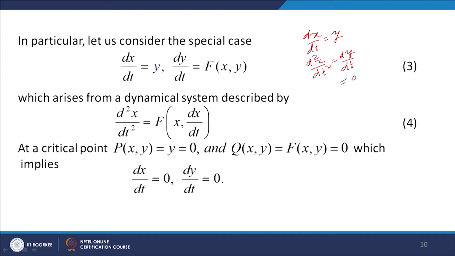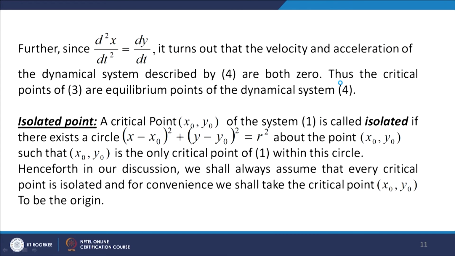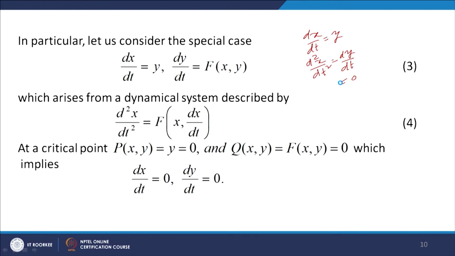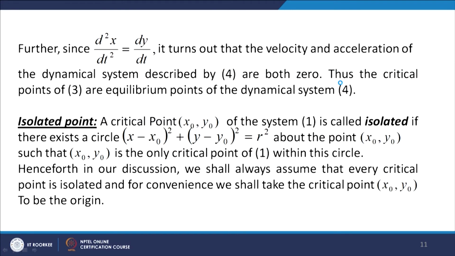So, d²x/dt² is equal to 0, and therefore, we can say that the velocity and acceleration of the dynamical system described by the equation 4 are both 0, and thus the critical points of the system 3 are equilibrium points of the dynamical system.